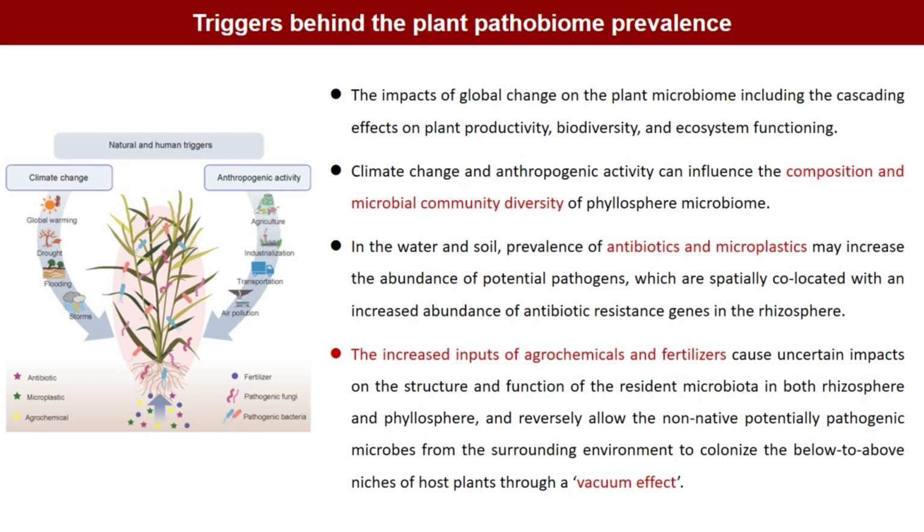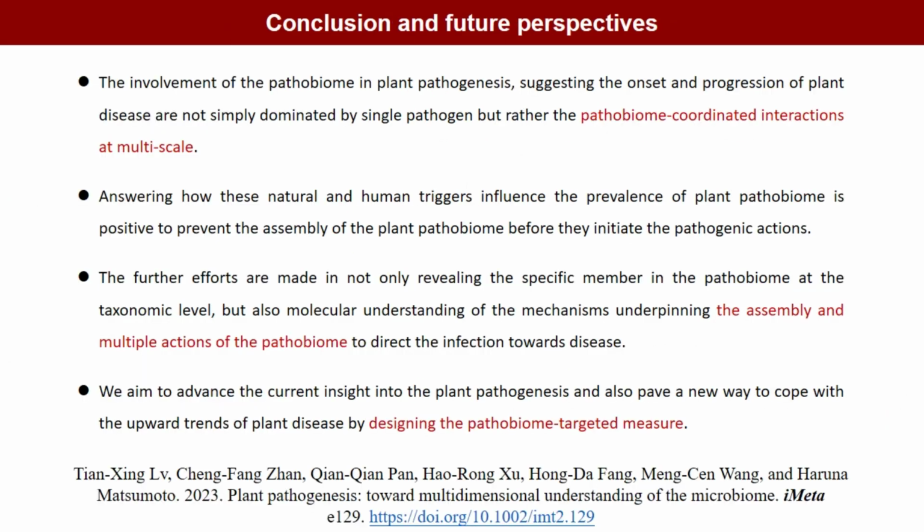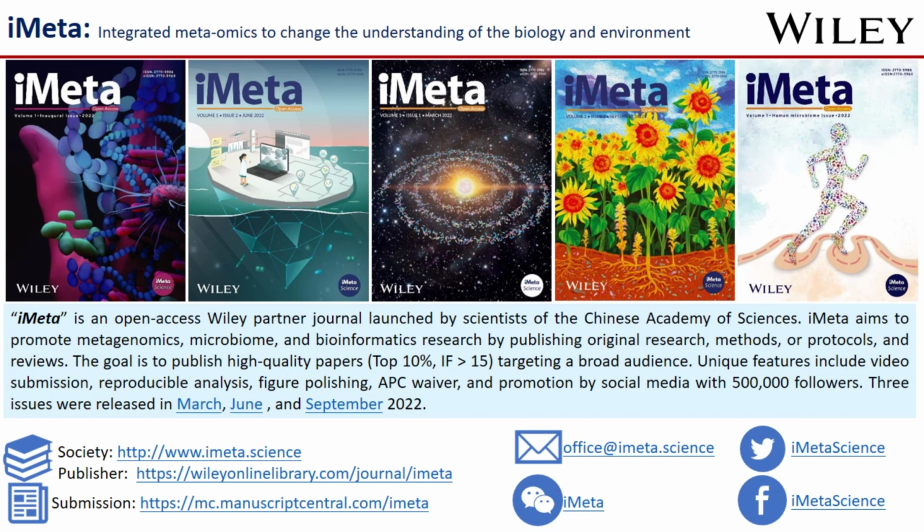These findings indicate that the natural and human triggers are likely to play important roles on the plant pathobiome prevalence under the scenario of global change. The content of this review can be summarized below. We aim to advance the current insight into the plant pathogenesis and also pave a new way to cope with the upward trends of plant disease by designing the pathobiome-targeted measure.